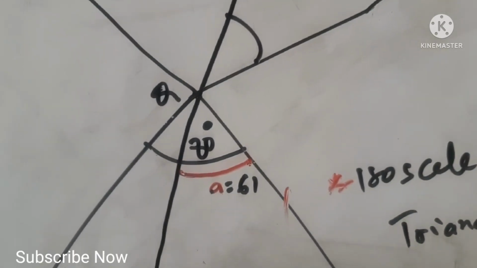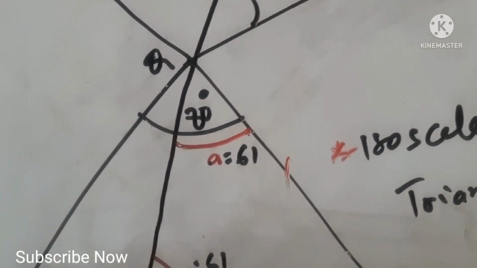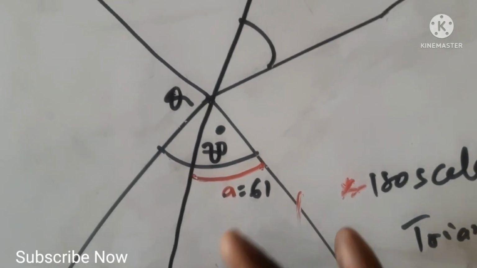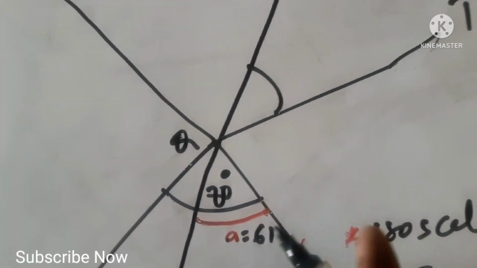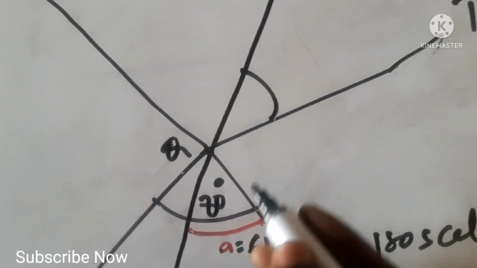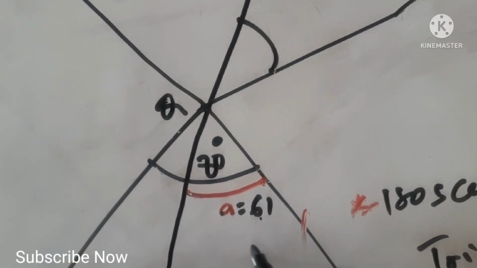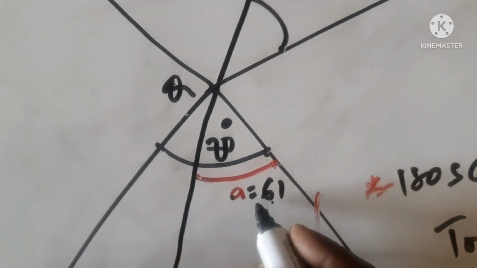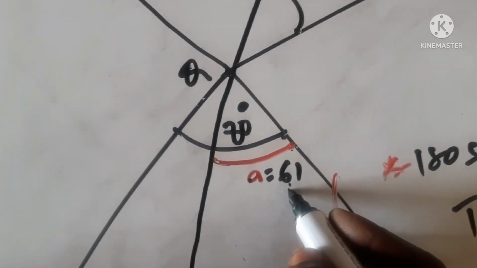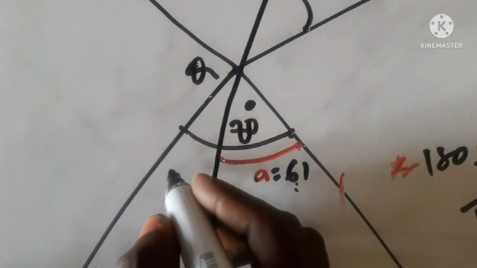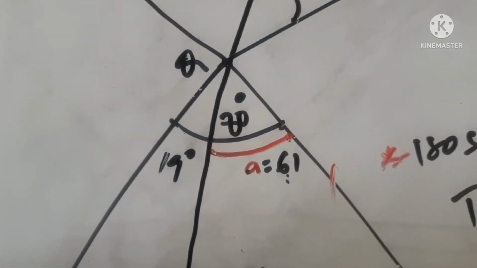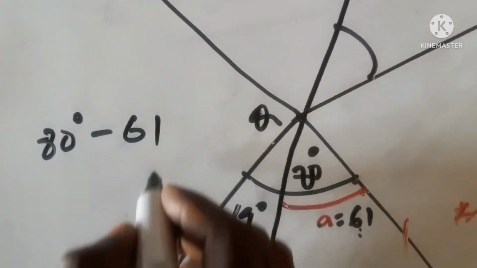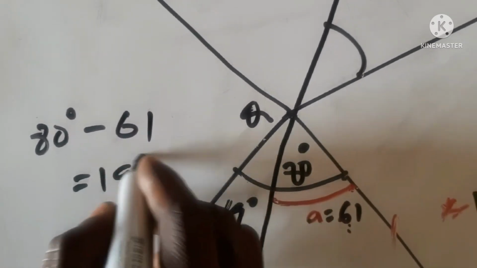In one question you may use different properties. Once you see the property that is available, go for it and use it, provided that it will help you arrive at your destination. We have 61 here, but remember we were told that everything here was 80. So one side was 61, and here should be 80 degrees minus 61, so that should be equal to 19 degrees.